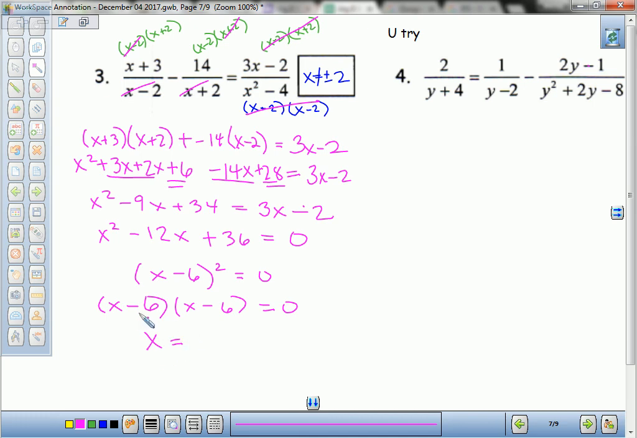All right, so what value of x would make this equal 0? 6. All right, is 6 a restricted value? No, so it is the solution. All right, you try example 4. Don't forget to distribute this negative.